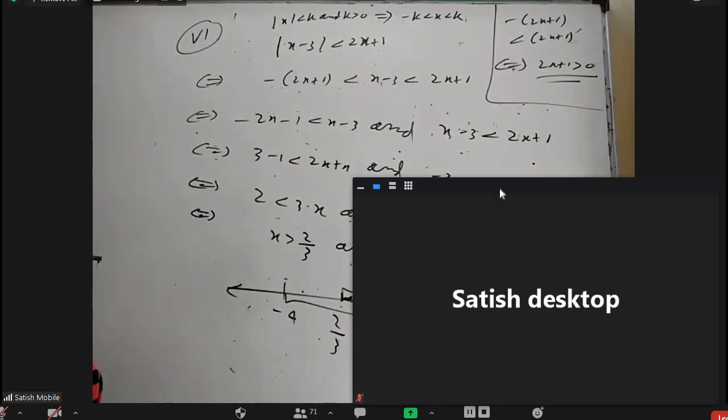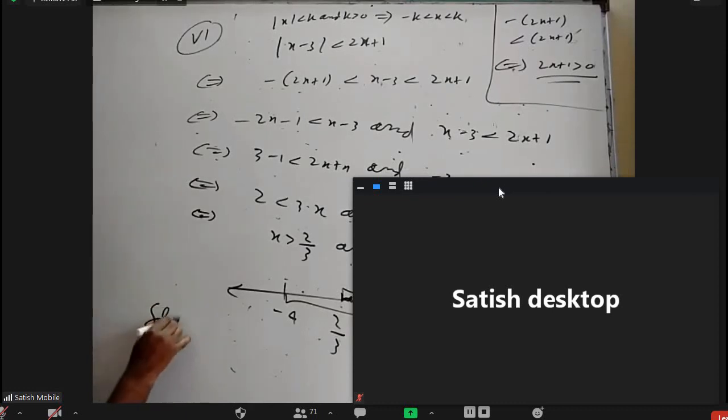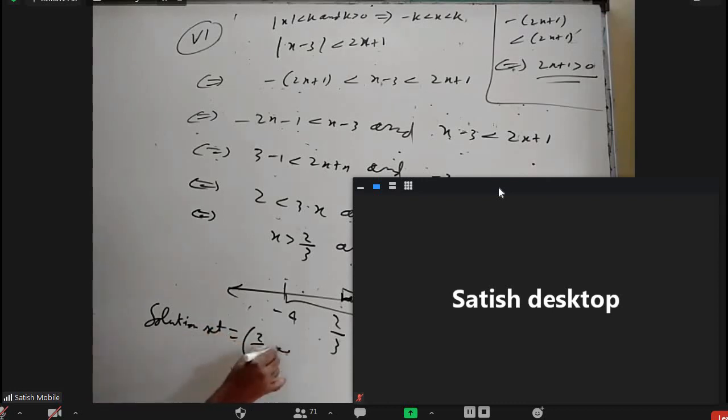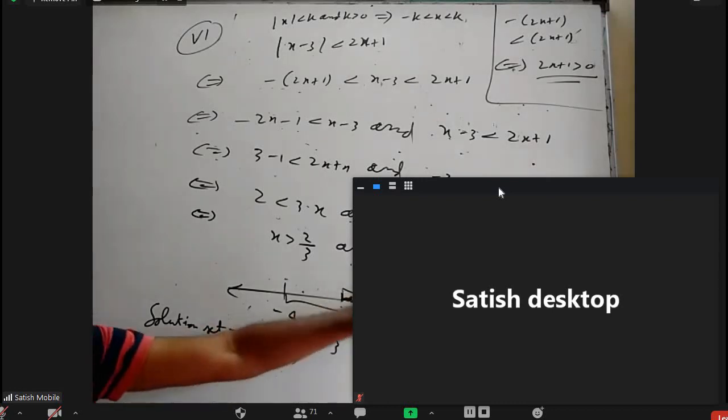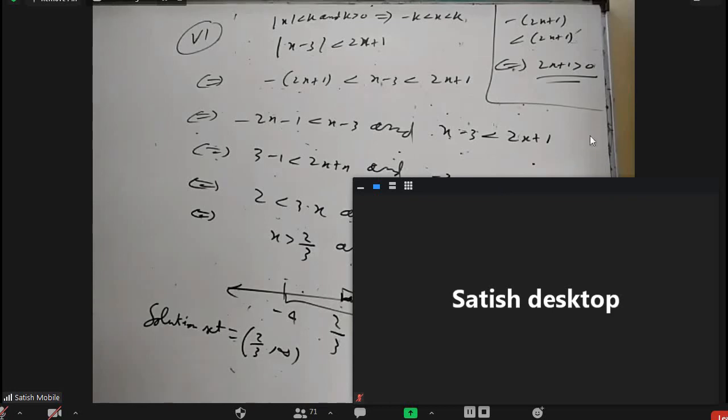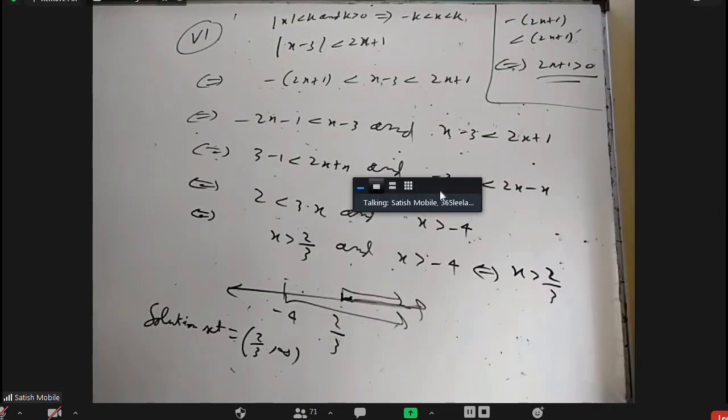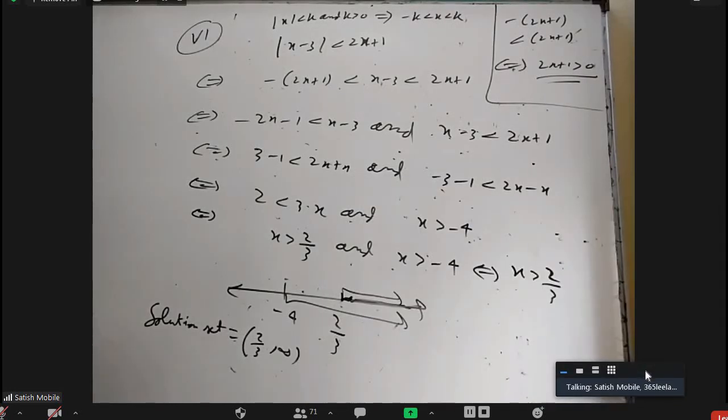Sir, the final answer will be x greater than 2 by 3. Yes, correct, the open interval 2 by 3 to infinity. Sir, why did we neglect minus 4? Not that we neglected it, it is already there. If it is more than 2 by 3, automatically more than minus 4 is included or not?